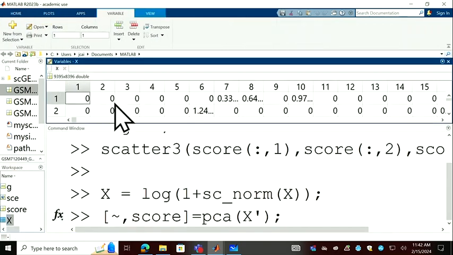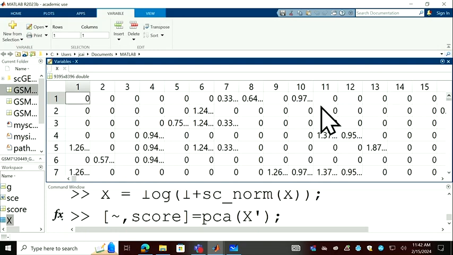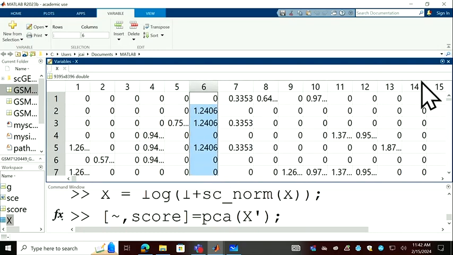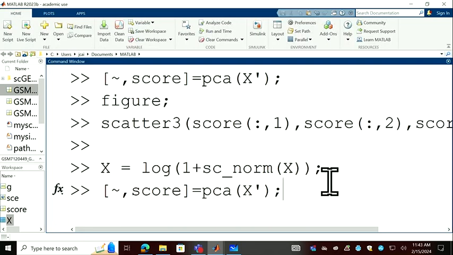Let's see, now the X becomes this. Instead of 0, 1, 2, 15 integers, this has been log transformed. The values are more normally distributed. So I use the built-in PCA again, and I will look at the scatter plot and see whether results improved.